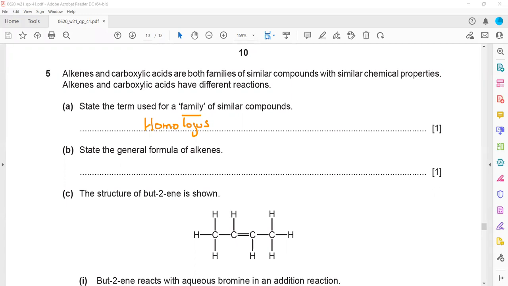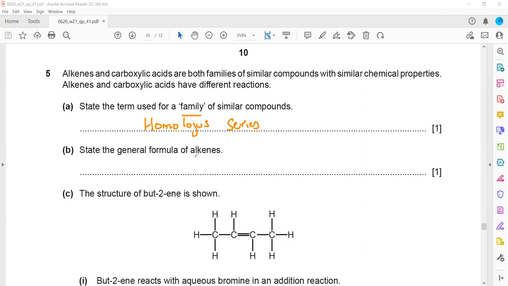Like alkanes, say methane, propane, butane, pentane, they all have the same chemical properties. So on the basis of that, we call them homologous, or we can also say homologous series. This is a term which we always use for compounds which have similar chemical properties.